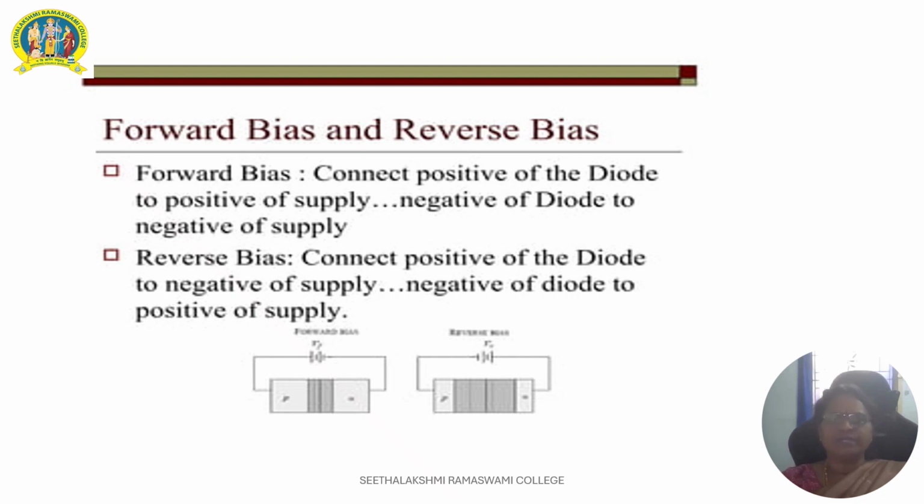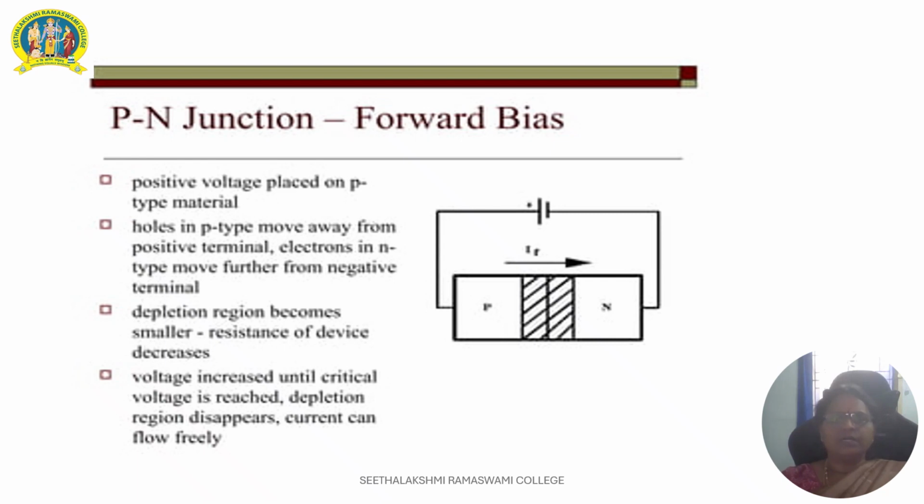The forward bias and reverse bias connections of PN junction diodes are in the figure. Here, in forward bias condition, the positive voltage placed on p-type material, holes in p-type move away from positive terminal, electrons in n-type move further from negative terminal. Depletion region becomes smaller, that is, resistance of device decreases. Voltage increased until critical voltage is reached. Depletion region disappears, current can flow freely.